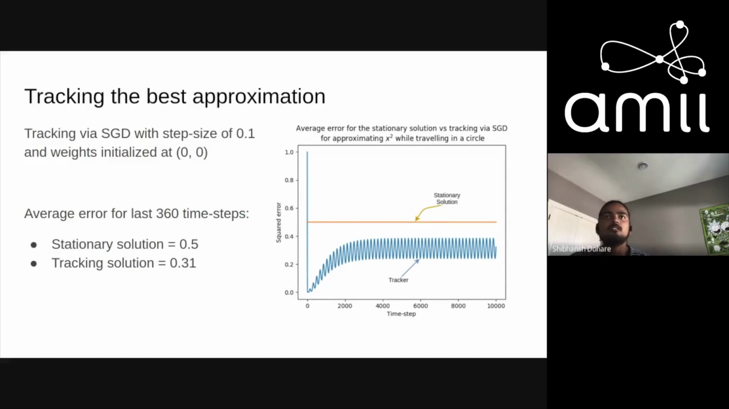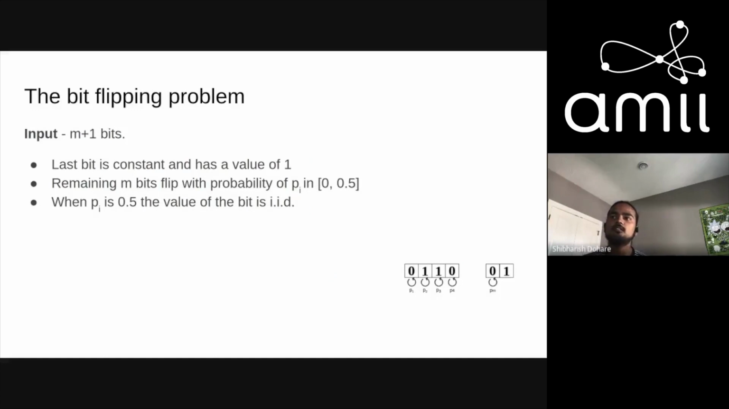Okay, let's look at a bigger problem, which is potentially more interesting. I'm calling this the bit flipping problem. There are m+1 bits. The last bit is always 1, so it's a bias unit. The rest of the bits flip with a probability which is somewhere between 0 and 0.5. The interesting thing to note is that when this probability is 0.5, the value of the bit is distributed IID, and as it gets closer to 0, the inputs become more and more correlated with each other.